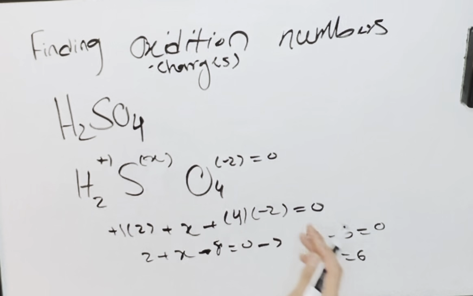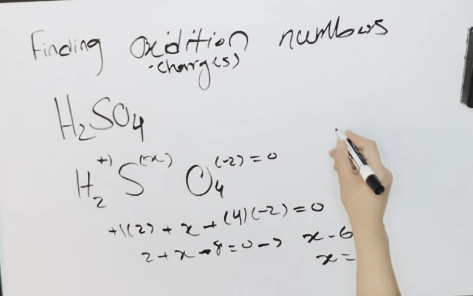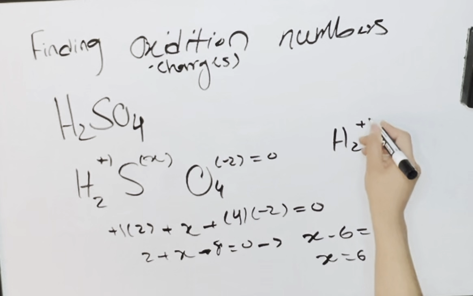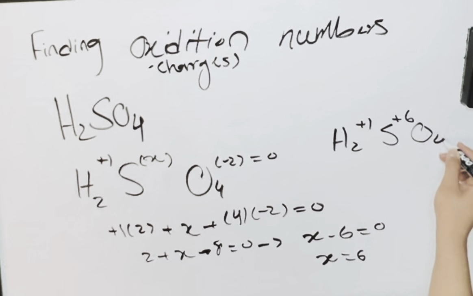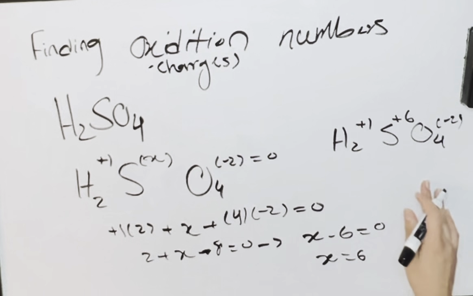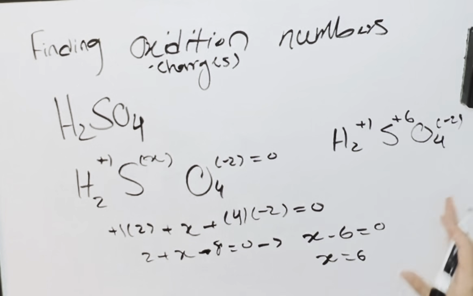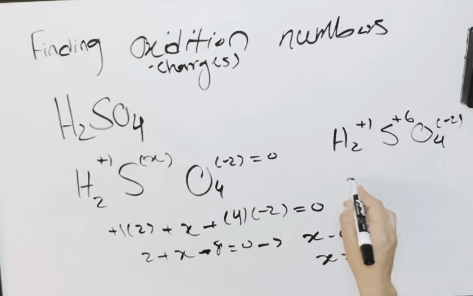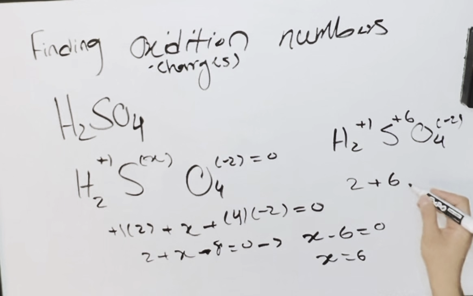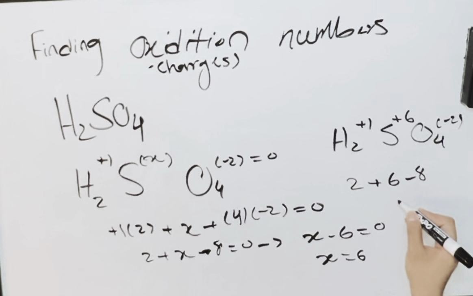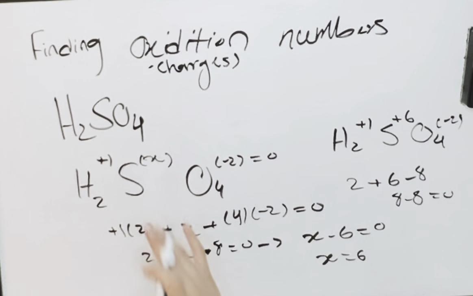As you can see, our oxidation number for sulfur is +6, which means this is how you should show it. And again, if we multiply everything out, everything should give us 0. 2 times 1 is 2, 6, 4 times -2 is -8, and 6 plus 2 is 8, minus 8 equals 0. Because the overall charge is 0, our answer is correct.